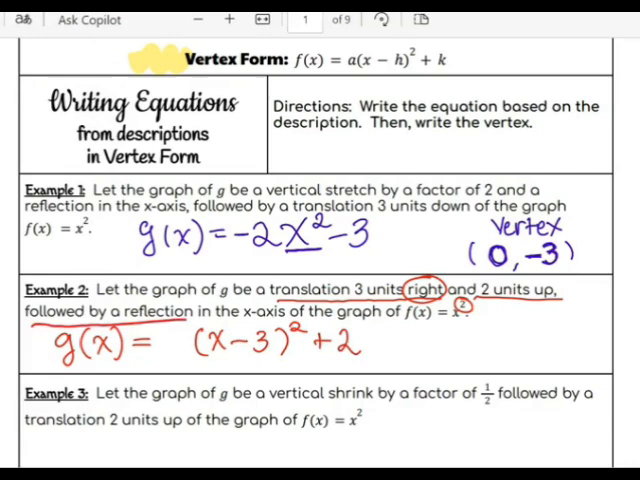And then we have a reflection. Well, your reflection is your a value out front. The vertex. The x value, recall, is inside of the parentheses, and it said 3 units right, so that's a positive 3. And our y value, our vertex shifted up 2, so that's a positive 2. So my vertex is the coordinate 3, 2.